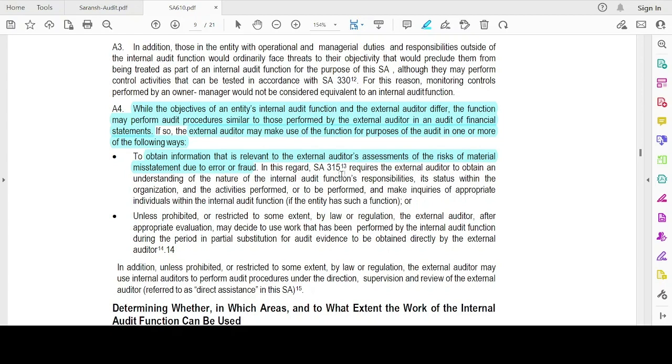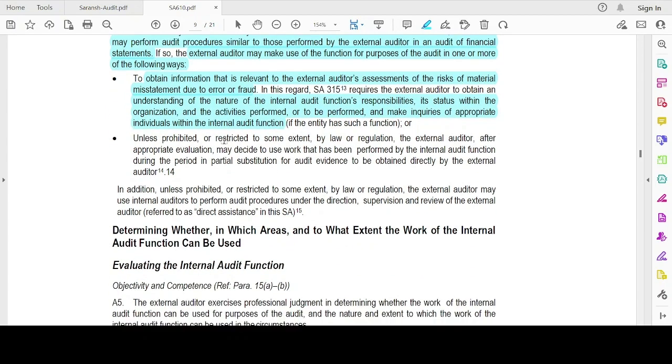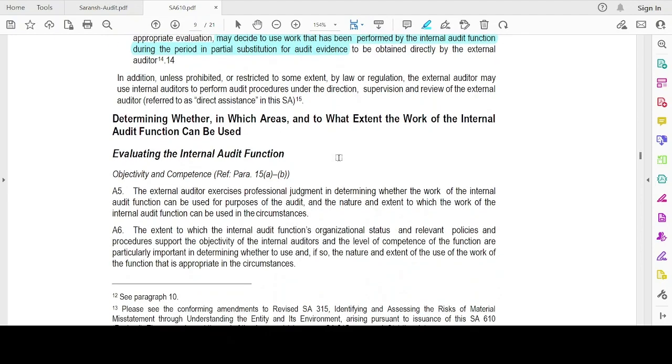In this regard, SA 315 requires the external auditor to obtain an understanding of the nature of the internal audit function, its responsibility, status within the organization, activities performed or to be performed, and make enquiries of the appropriate individuals within the internal audit function. Unless prohibited or restricted to some extent by law or regulation, the external auditor, after appropriate evaluation, will decide to use the work that has been performed by the internal audit function during the period in partial substitution of evidence to be obtained directly by the external auditor.